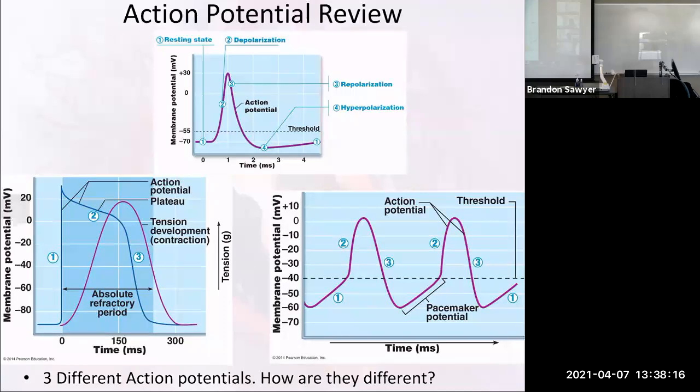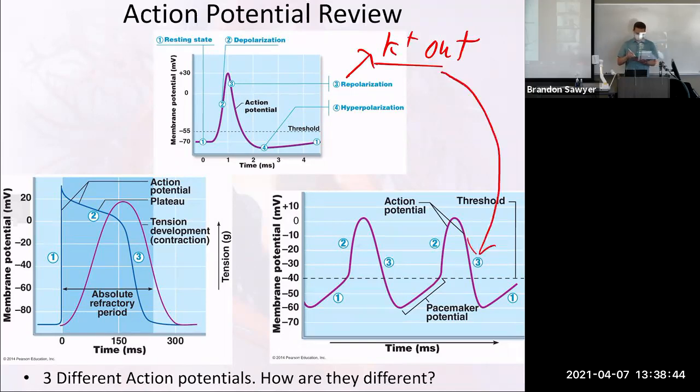All right. So let's talk about what leads to each of these things. Let's do the easy ones first. Repolarization is always caused by what ion flow in what direction? Potassium. Repolarization is always potassium going out, for all of them, and for that one and that one, always potassium going out.